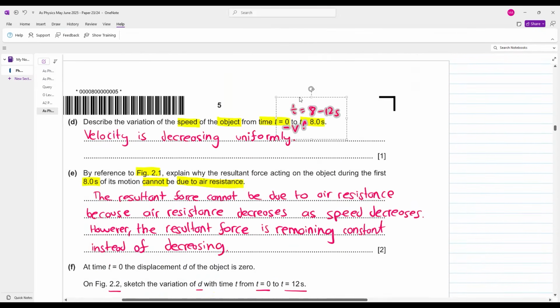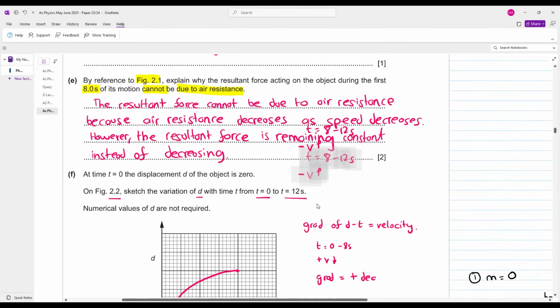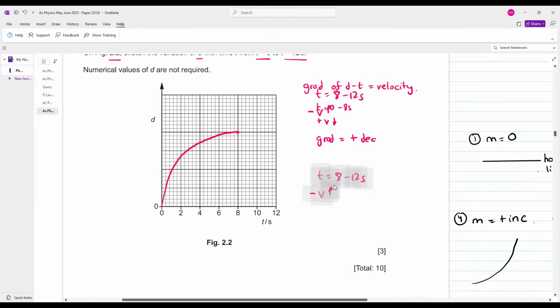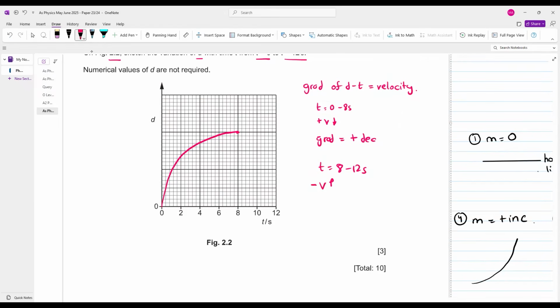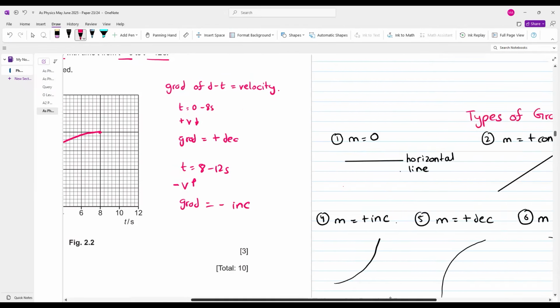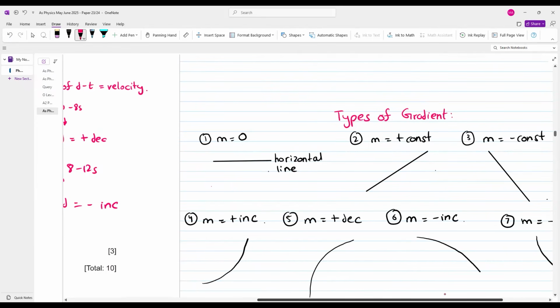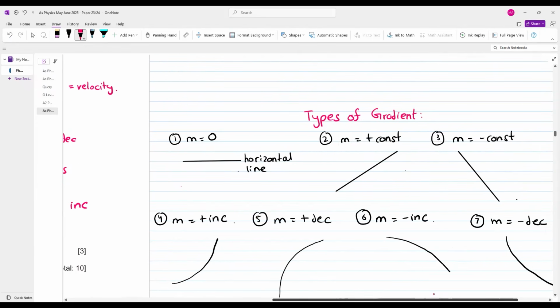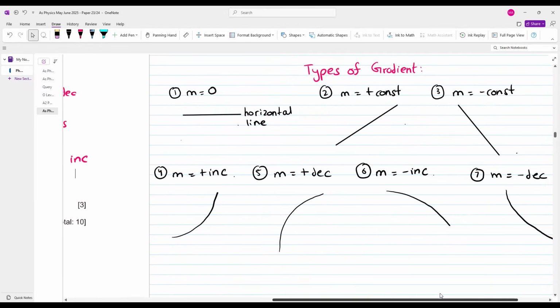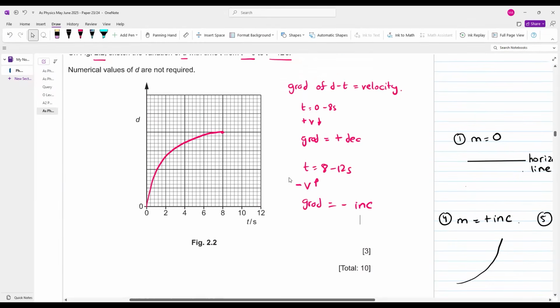Somewhere here. हाँ जी. From time t equals 8 till 12 seconds क्या हो रहा है? आपका velocity negative है और increase कर रही है. That means your gradient will be negative and increasing. Which type of a graph can I draw? This one. Graph number 6. I can draw graph number 6, or you can say I can draw line number 6 for 8 to 12 seconds. Let's draw it.